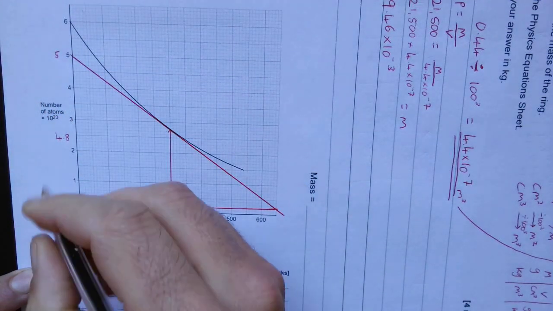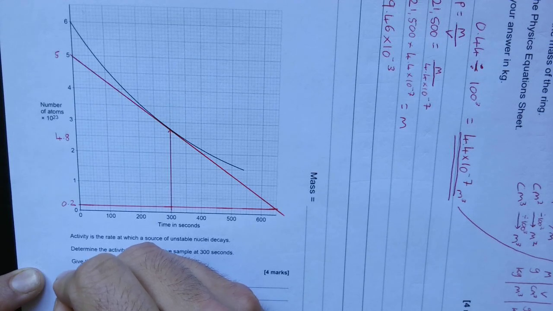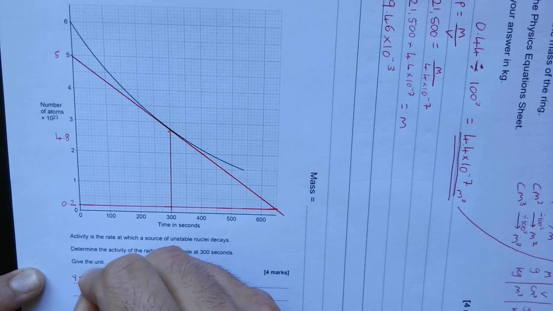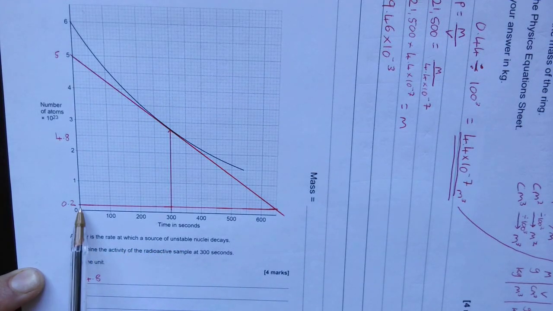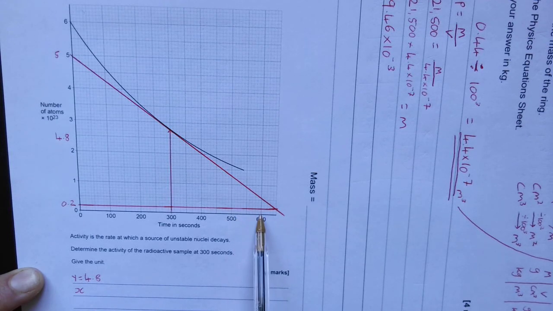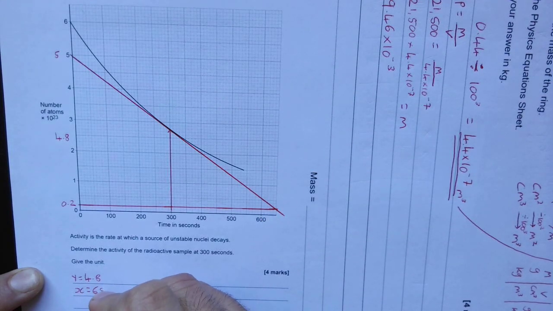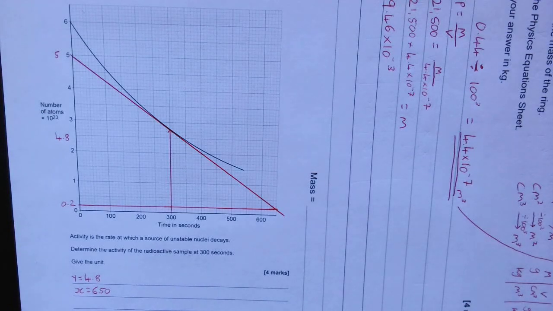So y equals 4.8. Now we need x, and x goes from 0 all the way across to here. These go up in tens. Let's just check: 10, 20, 30, 40, 50, 60, 70, 80, 90, 600. So that means that's 610, 620, 630, 640, 650. So our x is 650. Now we've got a y and we've got an x, and that's how we work out our tangent.